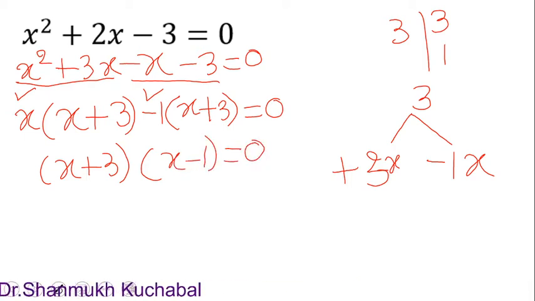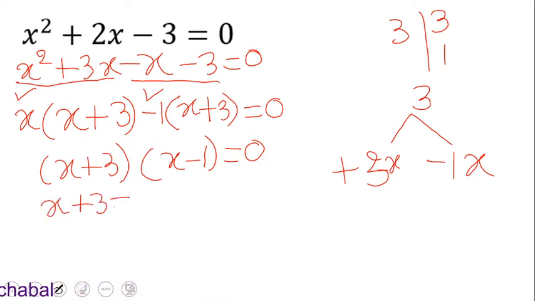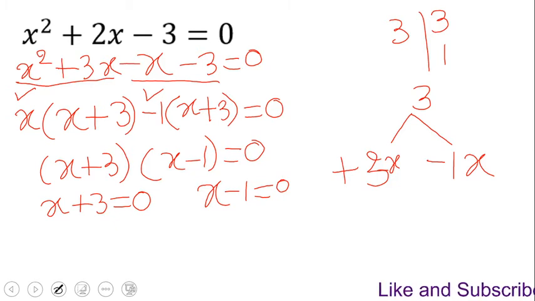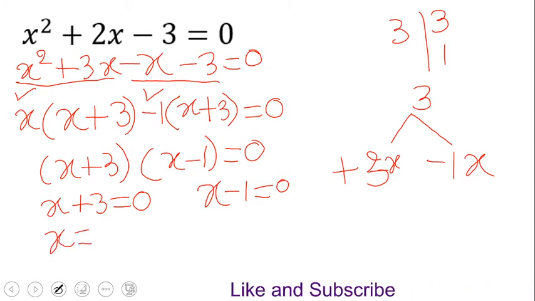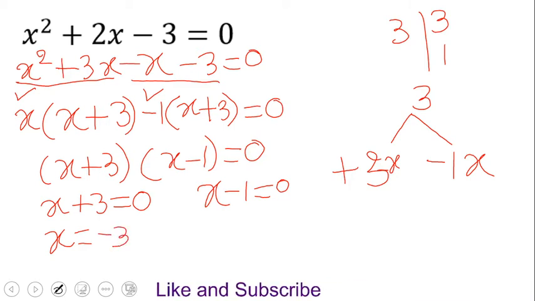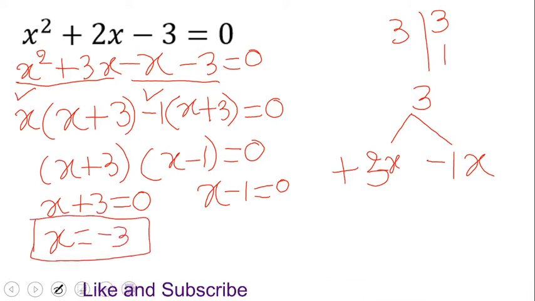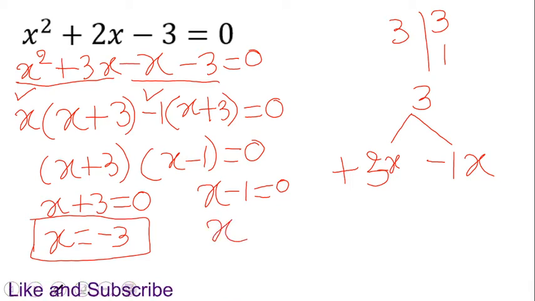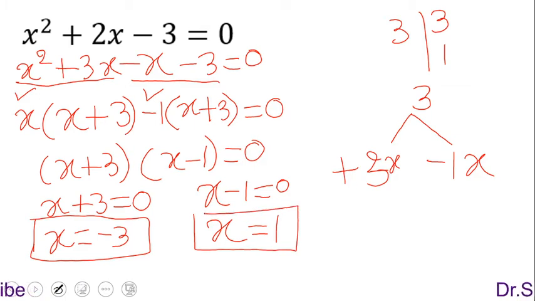Further, first factor equated to 0, so we get x plus 3 equal to 0, and second factor equated to 0, x minus 1 equal to 0. Therefore, we get a solution as x equal to, transporting to RHS, minus 3. This is one solution. And the second solution, x minus 1, transport it to RHS, we get x equal to 1. So using the factorization method, we have simplified this example.